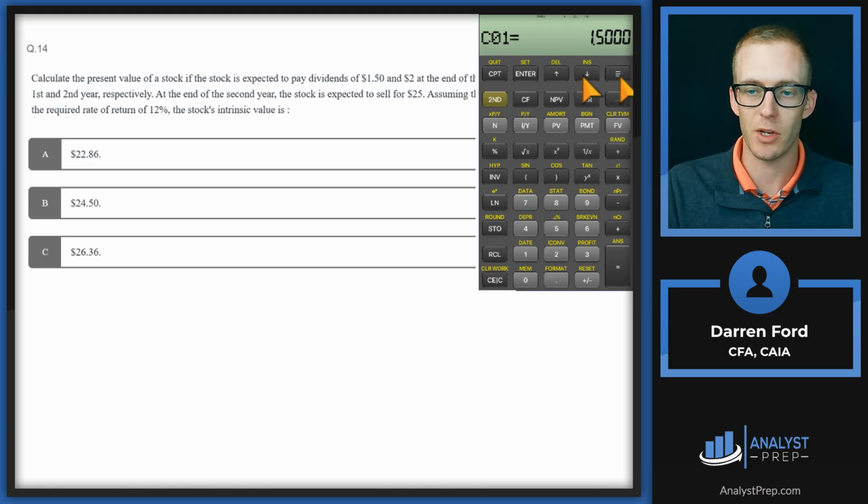$1.50 dividend we get in year 1. And then we have a frequency of 1. Cash flow 2 is going to be our sale price of 25, and then we're adding in that $2 dividend. So we lump those both into one cash flow of 27 in year 2. And from here, we make sure we have no other cash flows in. Go to our NPV. We have 12 as our discount rate. Scroll down and you'll hit compute, and you see we get 22.86.